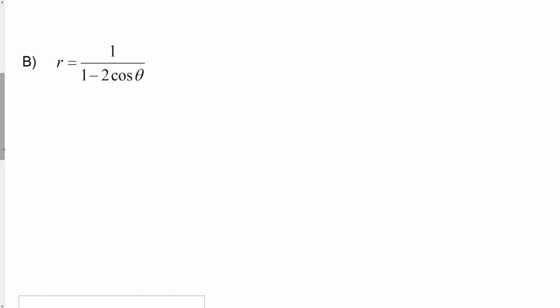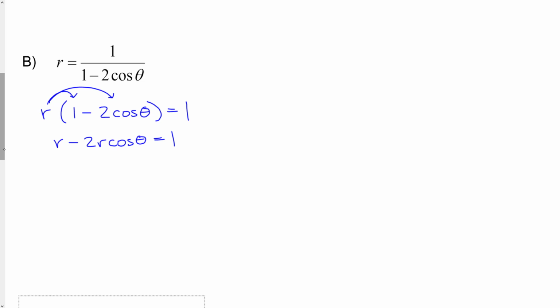So next here, r equals 1 over 1 minus 2 cosine theta. So let's see what we can do here. I will start off multiplying both sides by the denominator. So I'll have r times 1 minus 2 cosine theta equals 1. And then if I distribute the r into the set of parentheses, I get r minus 2r cosine theta equals 1.